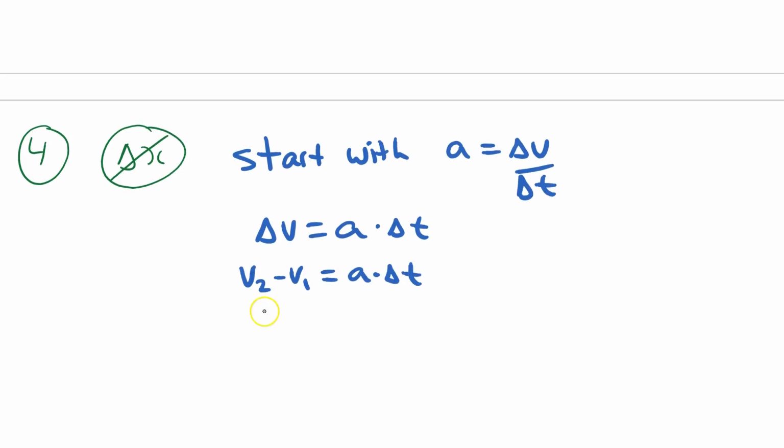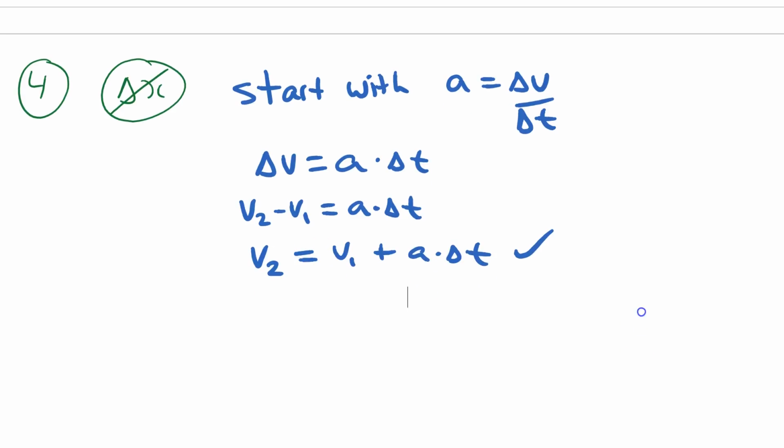We could stop there, but usually we like to solve for one thing. So if we're going to be solving for final velocity, we could say final velocity is equal to v1 plus a times delta t. And this one just kind of makes sense too. If you're starting with some initial velocity, it's going to be changing some amount, and here's how much it's going to change. For example, if the acceleration is 2 meters per second every second, and that happens for 3 seconds, it's going to be a change of 6. So it'll be the initial velocity plus how much the velocity is changing, which will give you your new velocity. So that is my equation number 4.